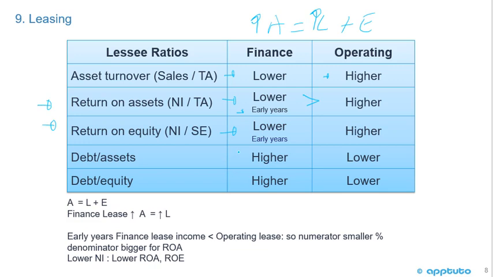That means my return on assets is lower in the early years. Similarly, my ROE is going to be lower, okay, in the early years. My debt to assets is going to be higher. Why? Look at my debt. My liabilities have gone up. Even though my assets and my liabilities have gone up, my debt to assets is going to be higher under a finance lease. And my debt to equity is going to be higher as well because I've got the higher debt. So again, down here, just a little reminder. Assets equals liabilities plus equity. Finance lease, increase A, increase L. Early years, the finance lease net income is less than the operating lease, so the numerator is a smaller percentage. Denominator, big for ROA. Lower net income is lower ROA, lower ROE. And that's the last slide for this LOS. Thank you.